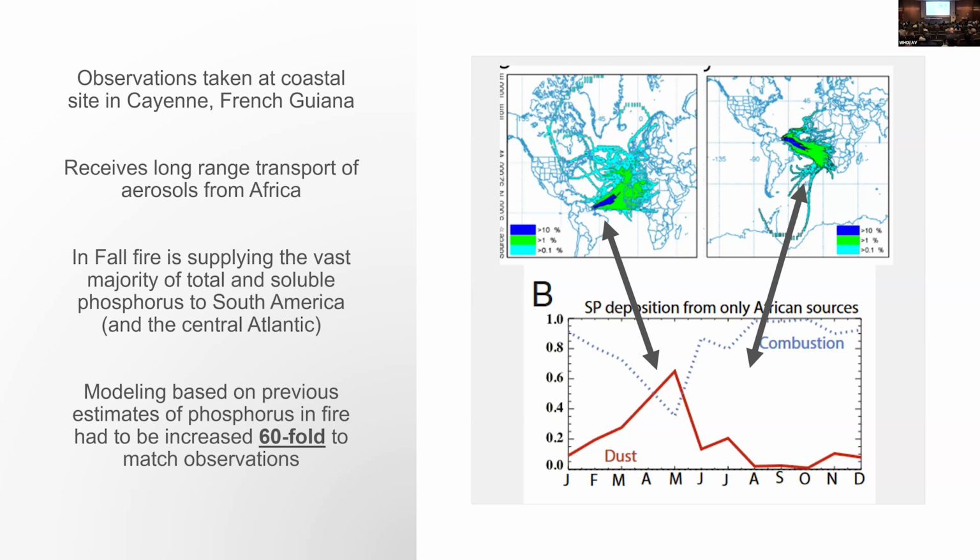So we modeled this. We were interested in seeing what it looked like in the model. And we were absolutely, I have to say, gobsmacked to find out that the only way that we could reach the number that was being measured was to take our original assumptions of what we thought we knew about how much phosphorus was in these fires and multiply it by a factor of 60.